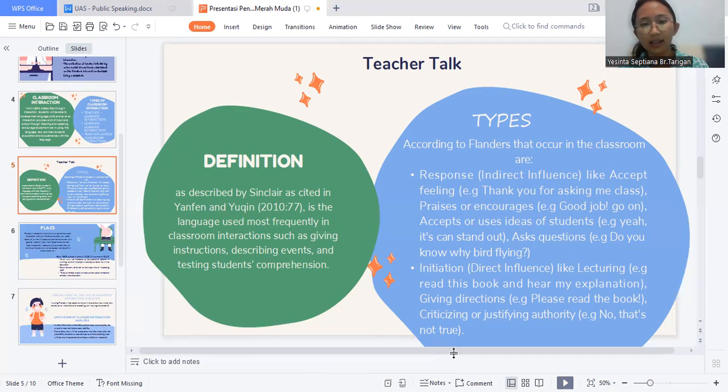And then the second type of teacher talk is instruction or direct influence. For example, lecturing: read this book and hear my explanation. And giving direction, like a command to your students, like please read the book. And like criticizing or justifying authority, for example, no, not true. And in this criticizing, as a teacher, you can give the solution or the right answer to the students.